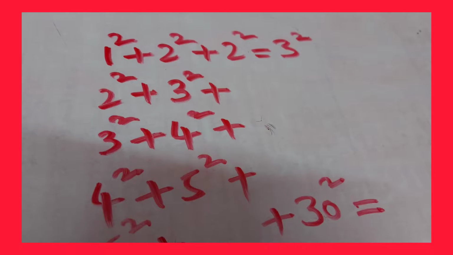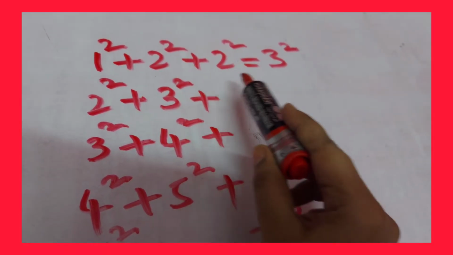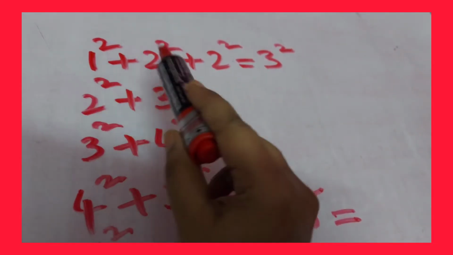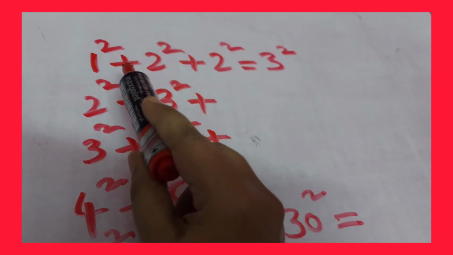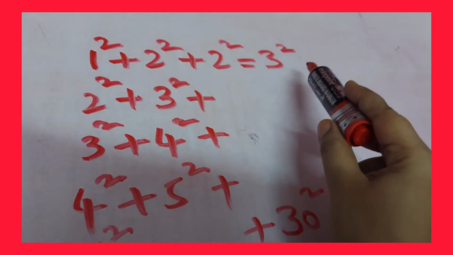Now one more pattern. Here 1 square plus 2 square plus 2 square is equal to 3 square. 1 square is 1. 2 2s are 4. 2 2s are 4. 4 plus 4 is 8. 8 plus 1 is 9. So 9 you can write as 3 square.